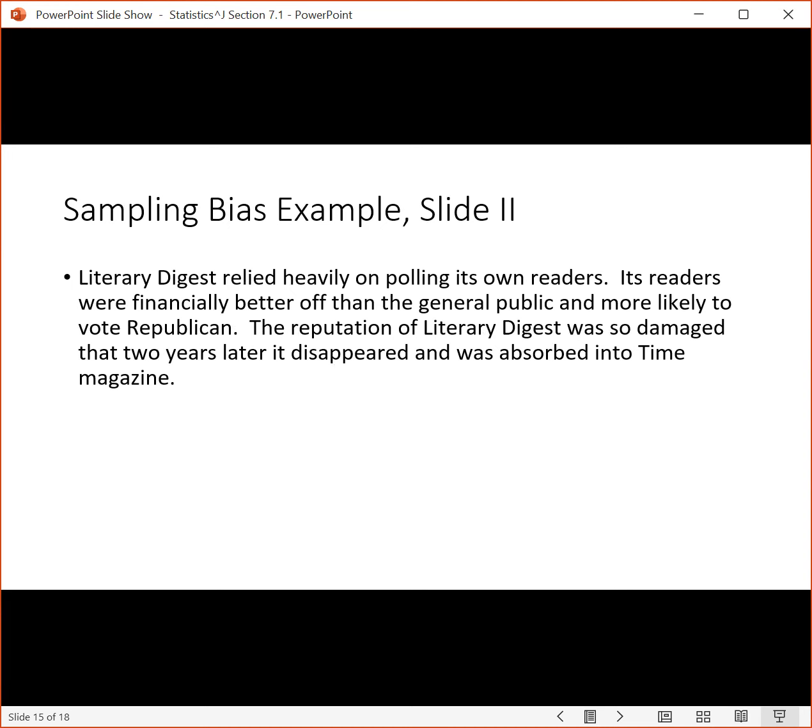So the Literary Digest relied heavily on polling its readers. Its readers were financially better off than the general public and were more likely to vote Republican. So that explains why they got a result that was so biased. They only sampled a certain portion of the population that was not representative of the whole. So the outcome was that the reputation of Literary Digest was severely damaged, and 2 years later, the magazine got bought out by Time magazine.